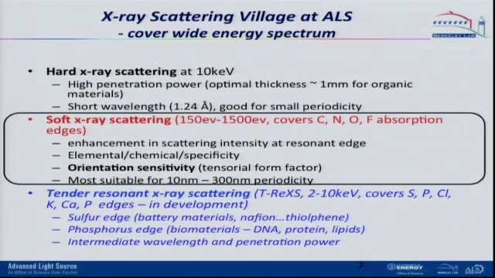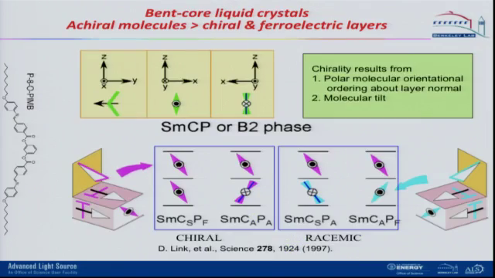We are also currently developing this tender X-ray resonance scattering region. Hopefully, we will be able to study sulfur, which exists in many battery materials, naphthalene, thiophene, or phosphorus, which is, again, in a lot of biological materials. So hopefully, in 6 months, we will be able to say we can cover pretty much 90% of the materials people are interested in.